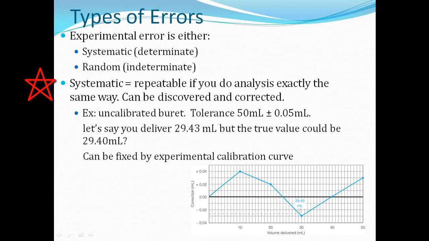Systematic error can be discovered and corrected. For example, suppose you were weighing out some water in a burette that was uncalibrated. That's a systematic error if you can discover it and correct it. The manufacturer's tolerance for that burette that you're using is plus or minus 0.05 mL. So for example, when you think you've delivered 29.43 mL, the real volume could be 29.4 mL and still be within tolerance. One way to correct for an error of that type is by constructing an experimental calibration curve like the one I'm showing you right here.